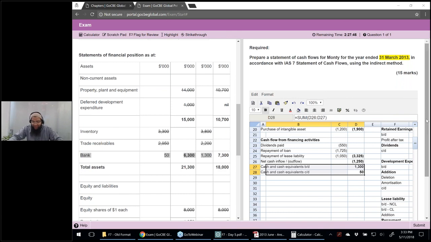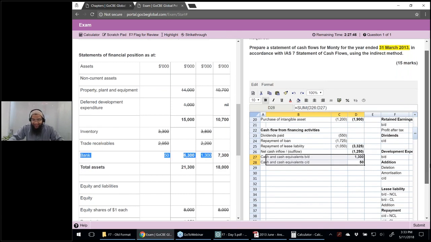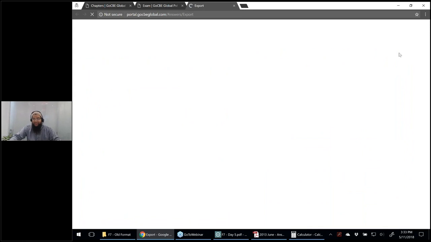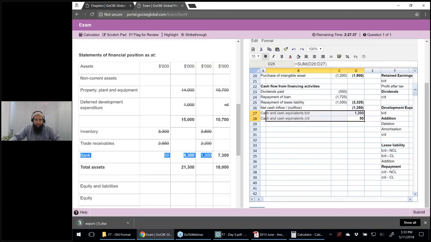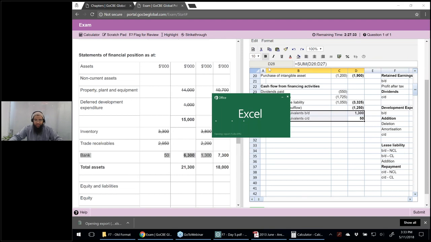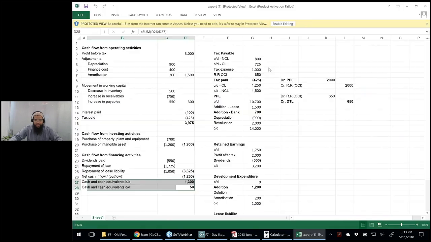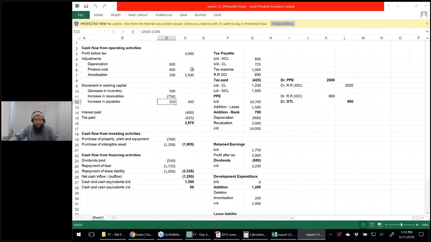Okay, Wilson is reminding me to export the Excel sheet so that it can be sent to you people. So we now have the Excel file which can be checked, and the Excel file has all of the formulas.